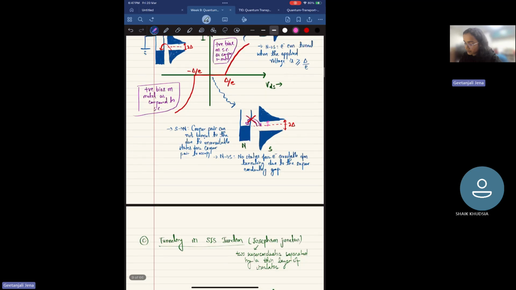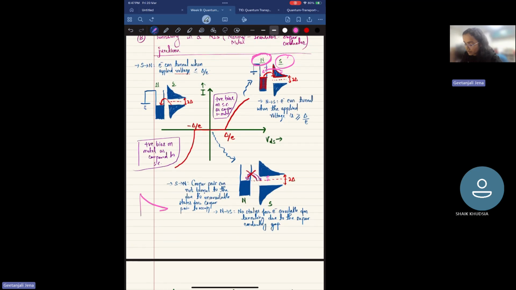Let me plot it here. So we have a state like this. So this is delta, right? If you move by delta, if you apply a voltage of value delta by e, then it is possible to see the current, which has been drawn here. So current is 0 up to delta by e, and above delta by e, the current will increase.